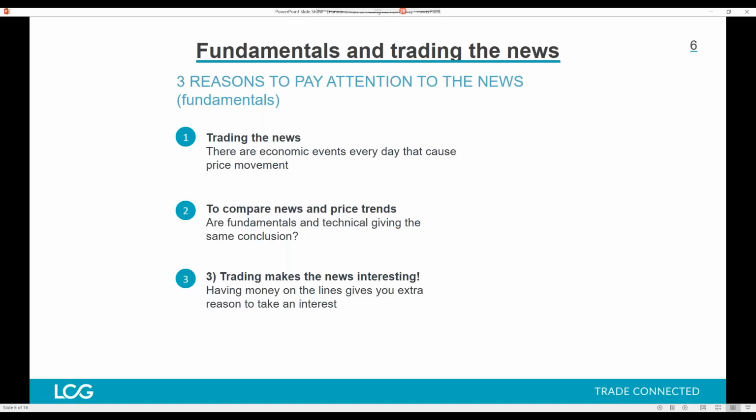So from that standpoint, follow the news, because you can actually get a good clue as to the timings throughout the day when there's going to be price movement that you want to capture, obviously, as a trader. So that's pretty straightforward.